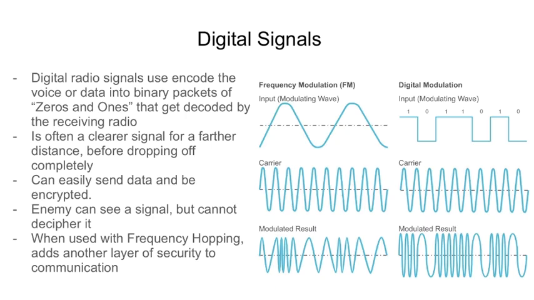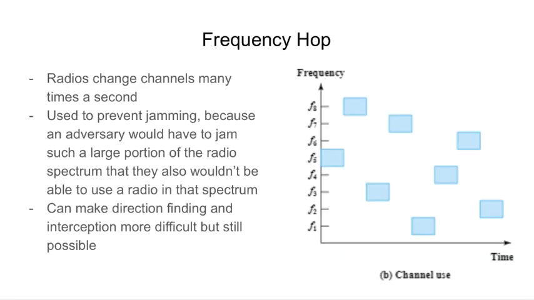Now, just because a signal is encrypted doesn't mean an enemy can't see it, but they will have trouble interpreting what it is or what it means. Now, another layer of security you can add is called frequency hopping. This is when the radio changes frequencies or channels many times a second.